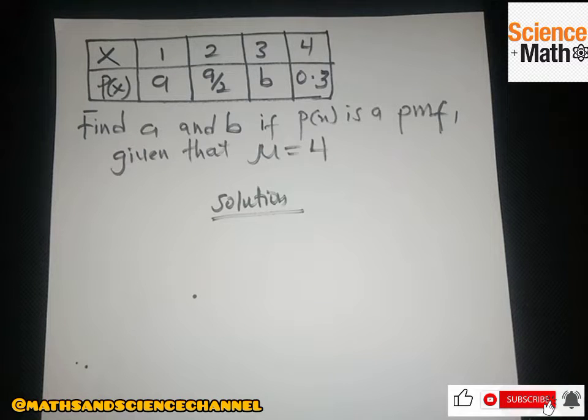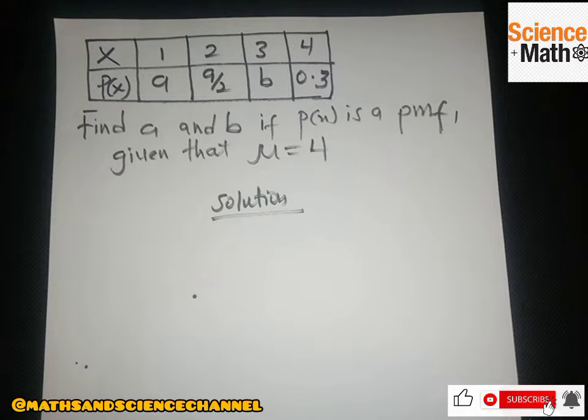And then we have a question on discrete variables, but this time we have to find a and b if the p of s, the probability function, is a probability mass function, given that the expectancy, the mean or mu, is equal to 4. Realize that when we solve the whole thing, we are just going to get a system of equations, and therefore we are able to solve. We can go on and solve for the values of a and b.